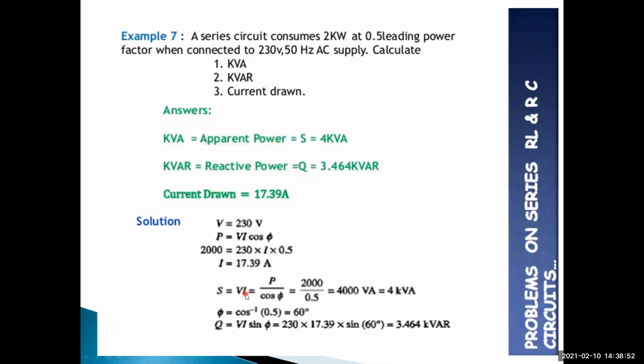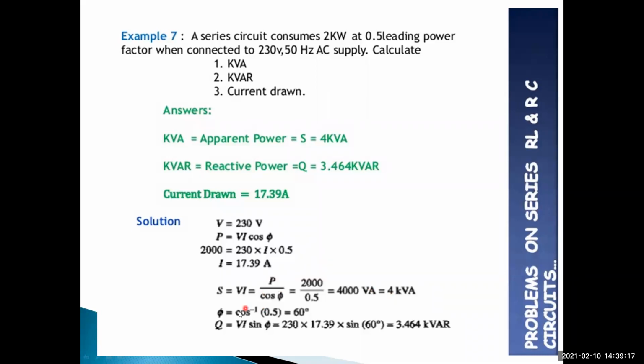Then power is equal to VI cos phi. Then VI is equal to power divided by cos phi. Am I right or not? Power is 2000 W, that is 2 kilowatts, and cos phi is 0.5. Then VI is 4000 VA, that means 4 kVA.